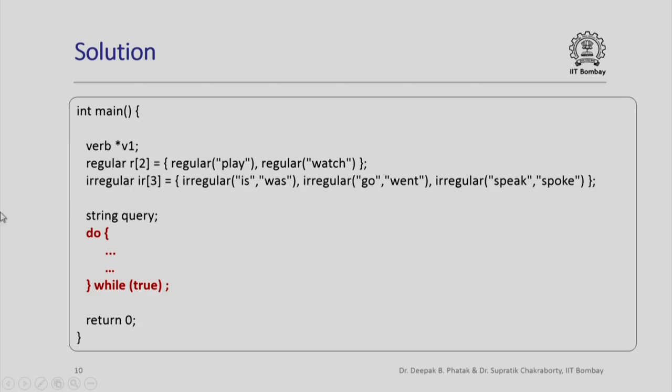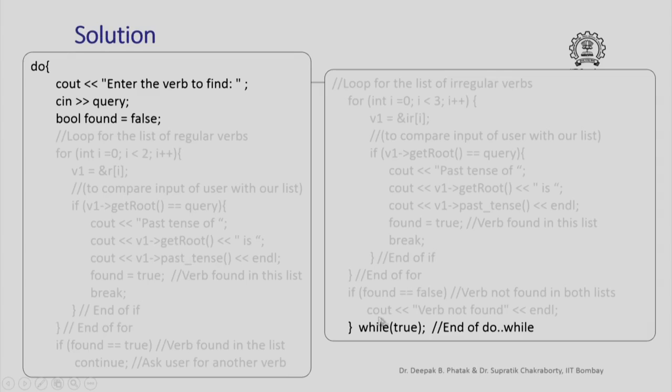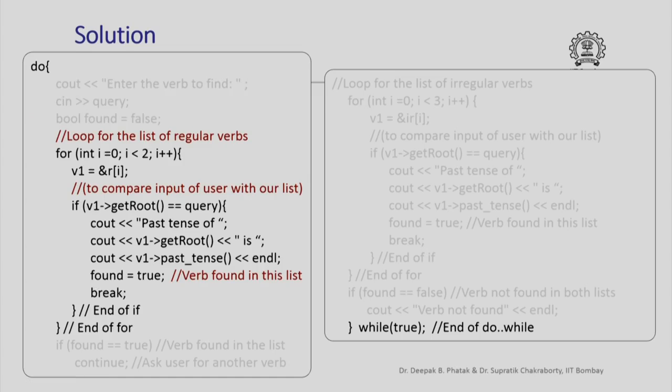So let us see what happens within this do while loop. So here is the do while loop. I am going to ask the user to enter the verb to find. I am going to read that in and store it in the string variable query. I am going to set a flag to false. After that, I am going to loop over the list of regular verbs. I know that that has just 2 entries. So here is my for loop iterating over those 2 entries.